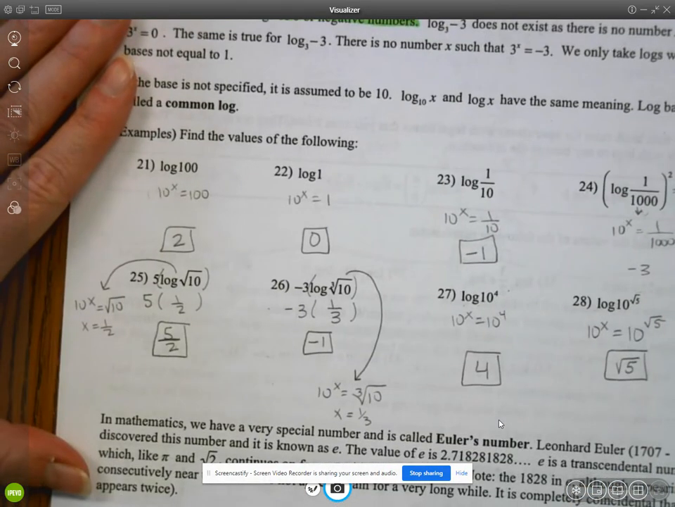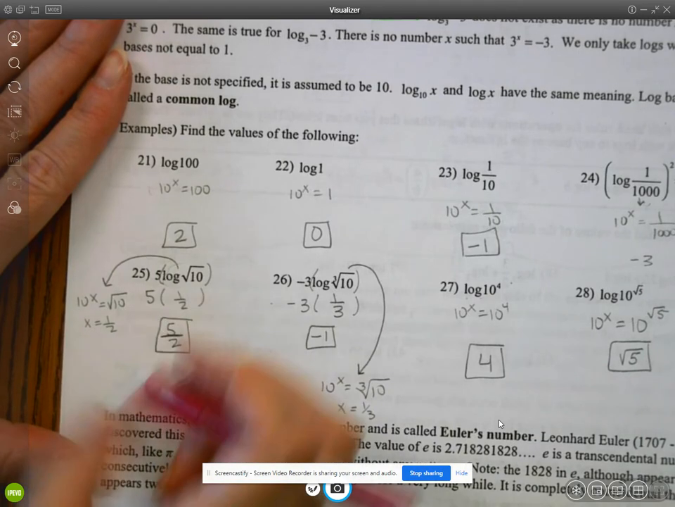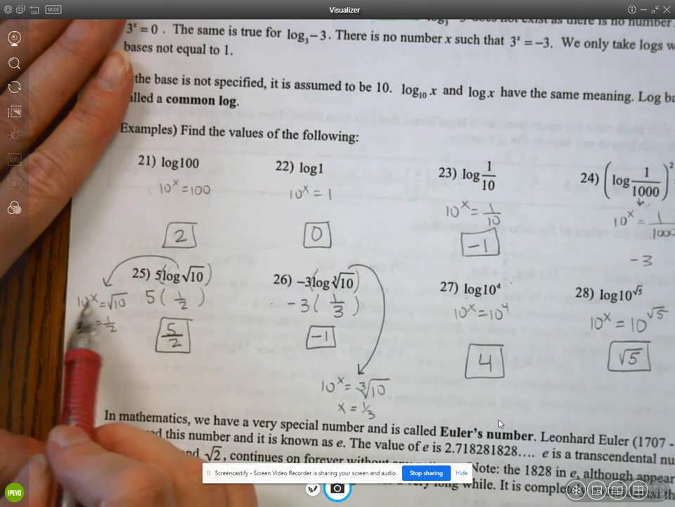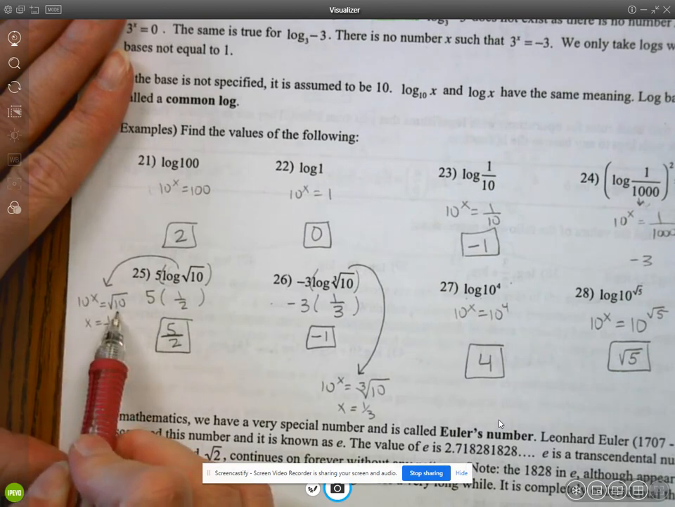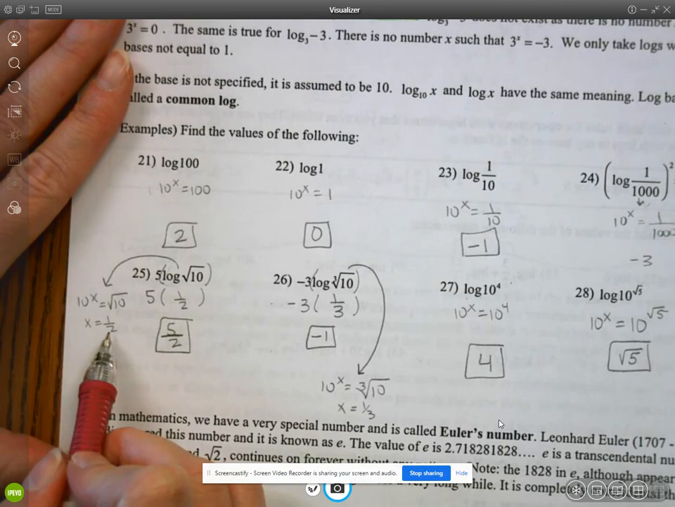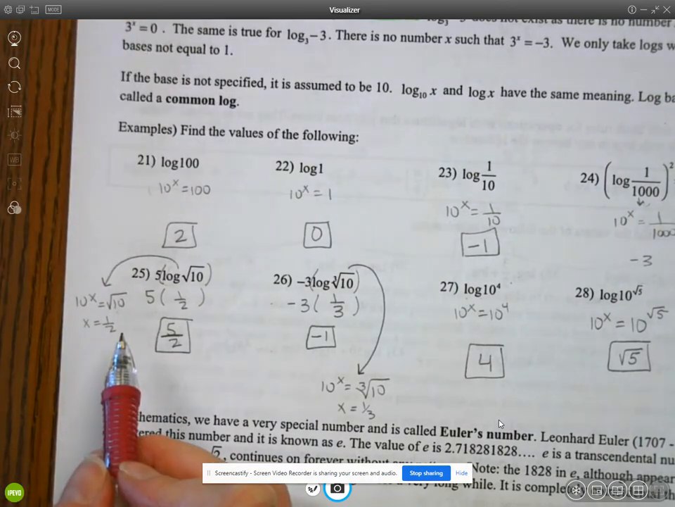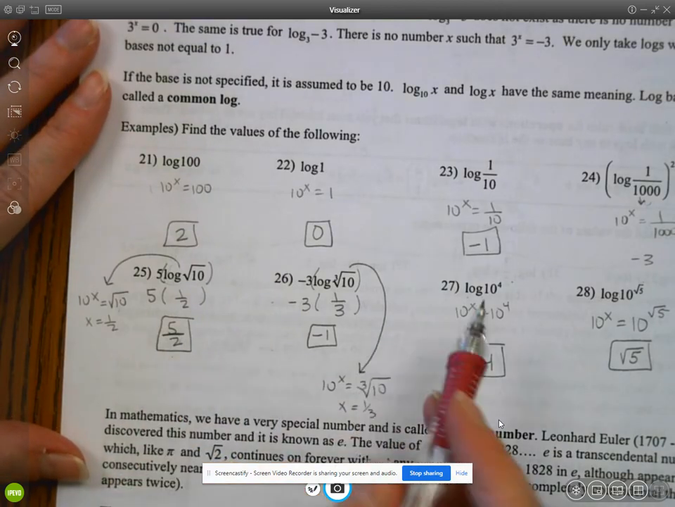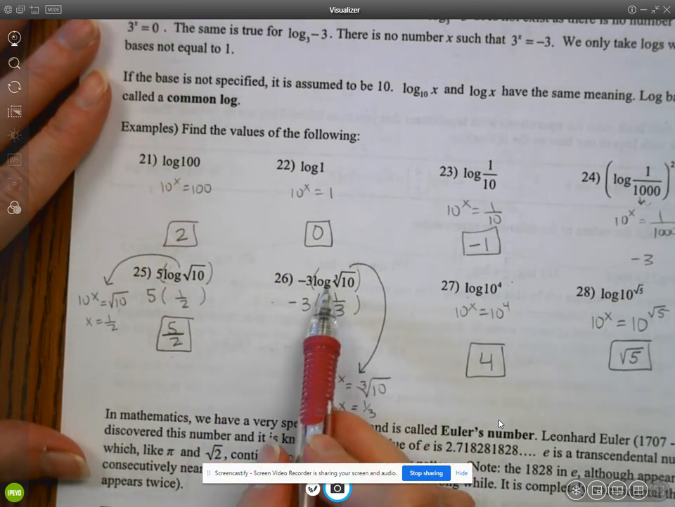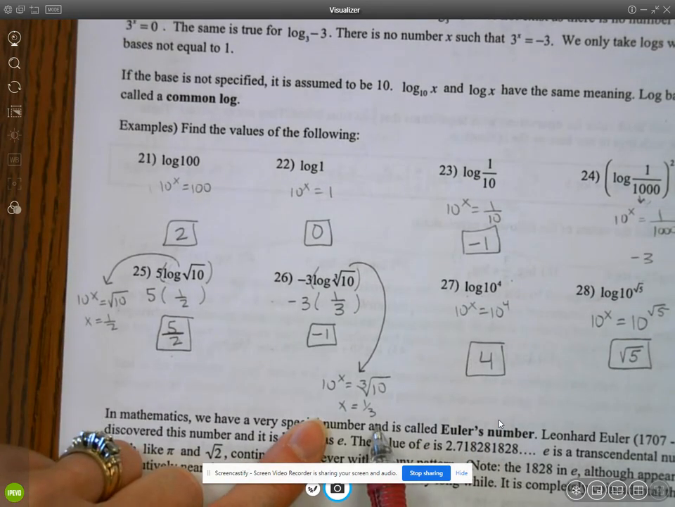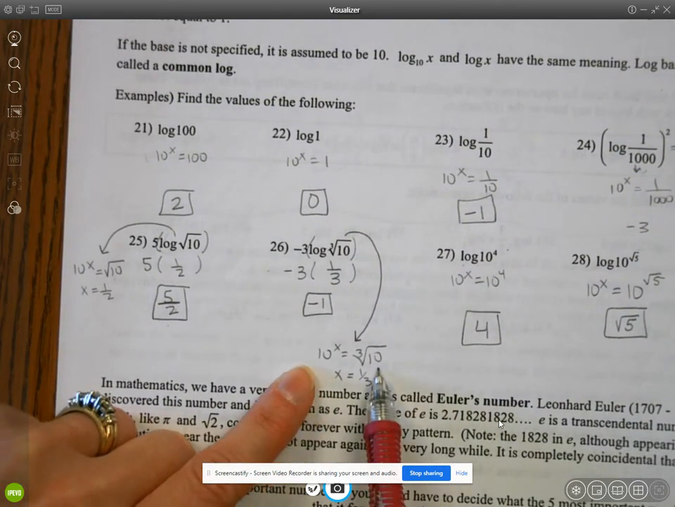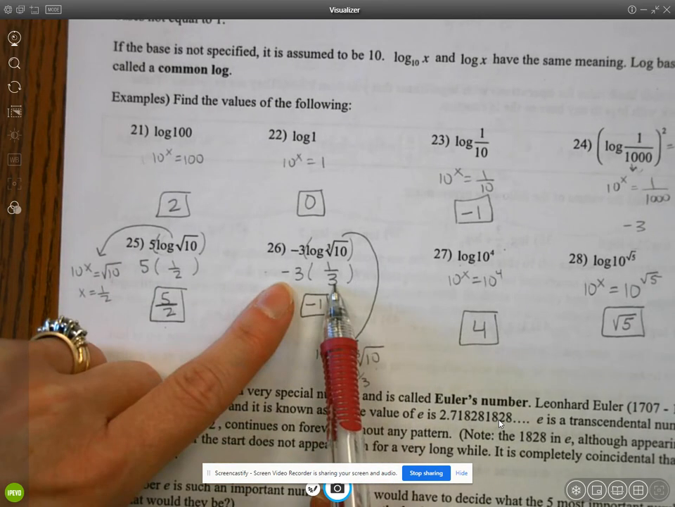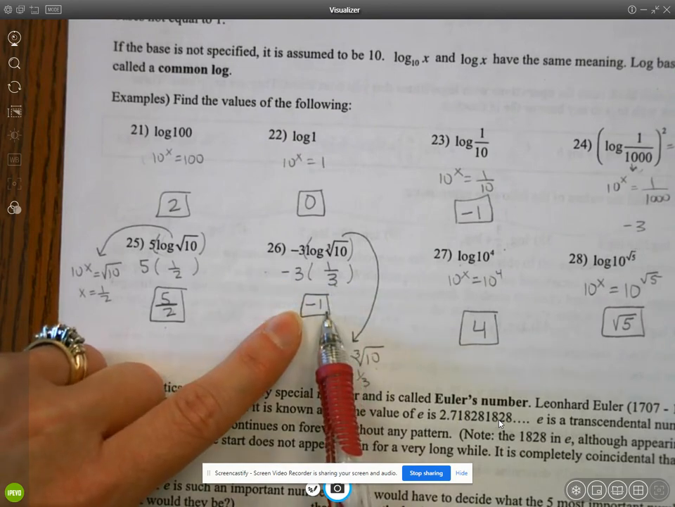All right, over here, we want to figure this out and then times it by 5. Figuring that out, 10 to what power is the square root of 10? Remember, the exponent for square root is 1/2, sorry. So 5 times 1/2 is 5 halves. Here, working down here, we're going to say 10 to what power is the cube root of 10. So cube root is an exponent of 1/3. So we're going to do negative 3 times 1/3 and get negative 1.